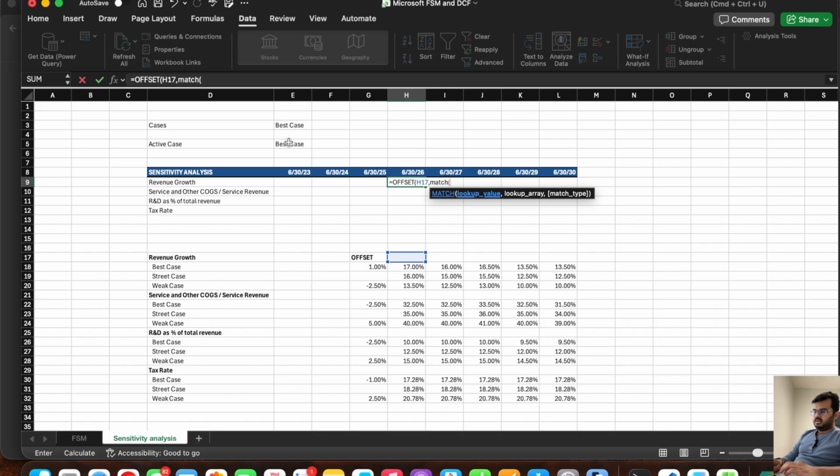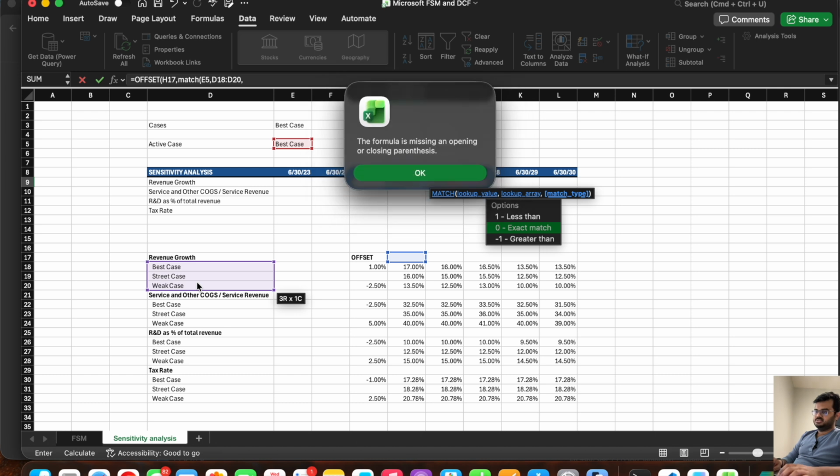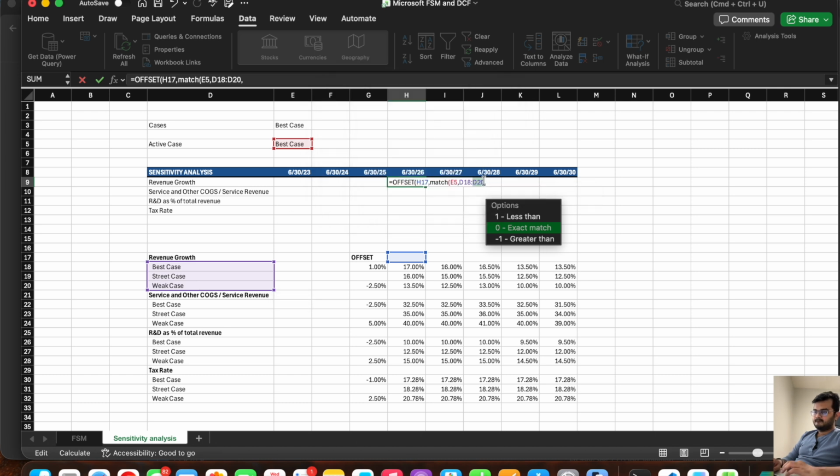I need my Excel function to go and look up this value in these 3 items here. Then do an exact match, which is 0. Then columns I don't need to move now, and close it. So in simple words, OFFSET with H7 as the reference, and I am going to match: if this is best case, come to these 3 lookup rows, figure out what is the row, in this case this one, and input the number here.